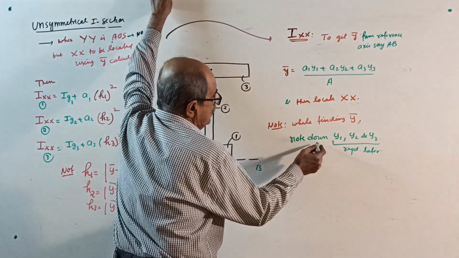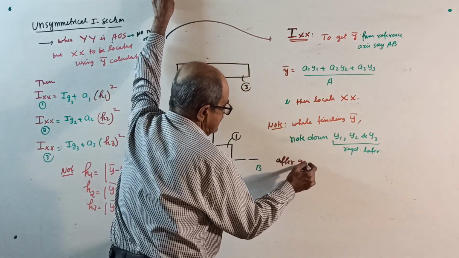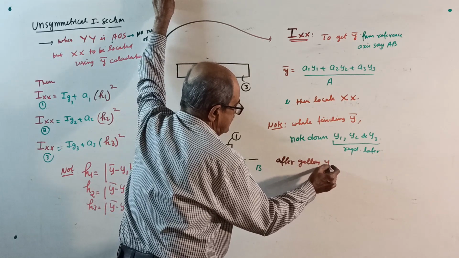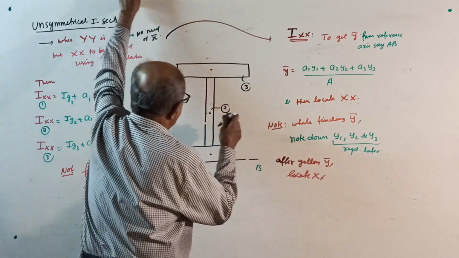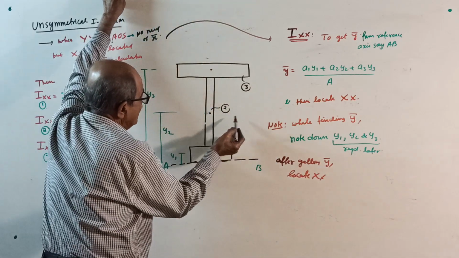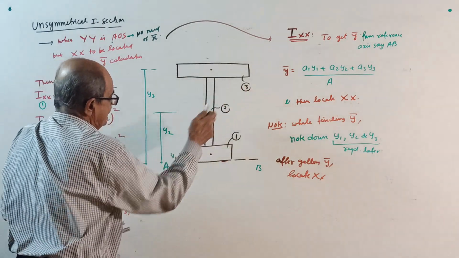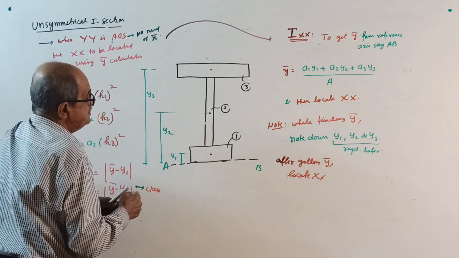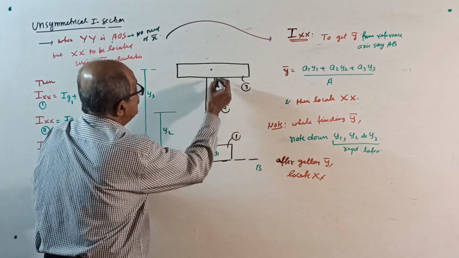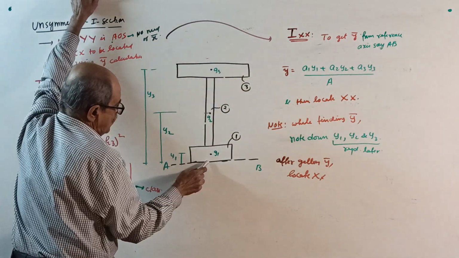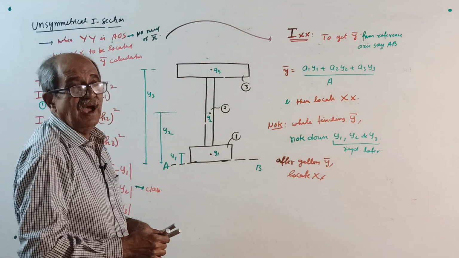Okay, note down one. Then after getting y bar, locate xx. I don't know, it may come above or it may come below. If I take reference here, figure 1, figure 2, figure 3, this is your G1. This is all I told you: G1, G2, G3, Y1, Y2, Y3, that you require. I will tell you why.